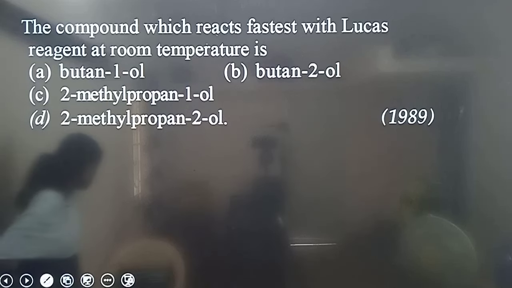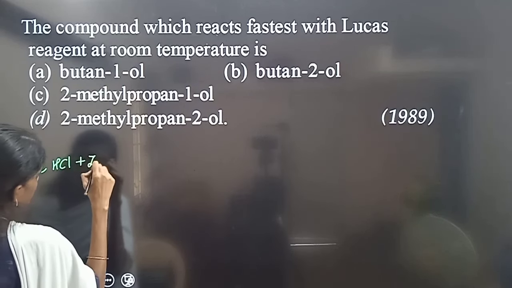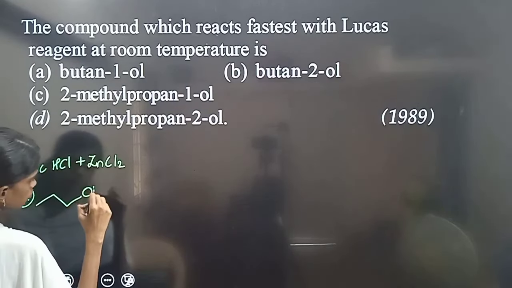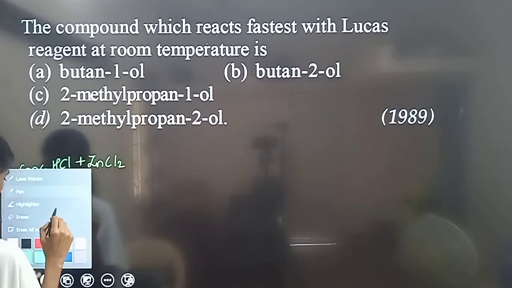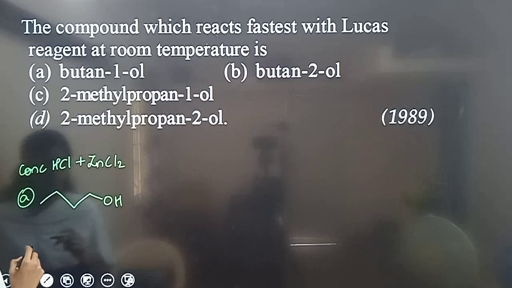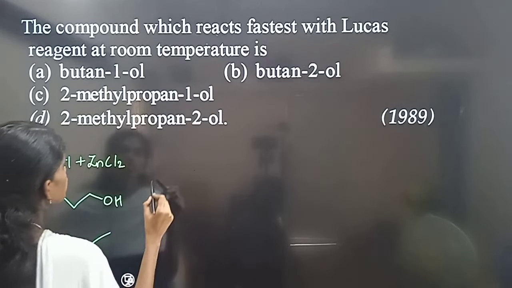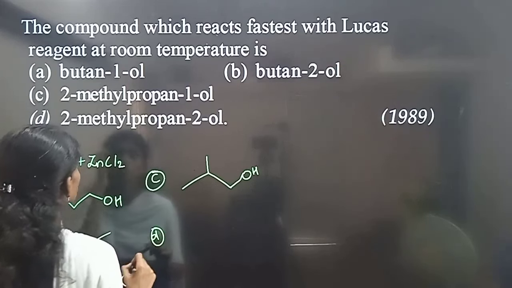The compound which reacts fastest with the Lucas reagent at room temperature. Lucas reagent is conc. HCl plus ZnCl2. Okay, so first A, butan-1-ol; B, butan-2-ol; C, 2-methylpropanol; D, 2-methylpropan-2-ol.